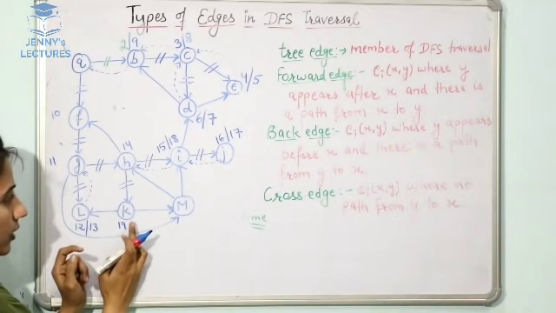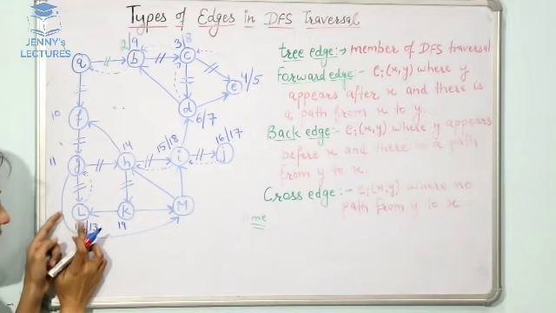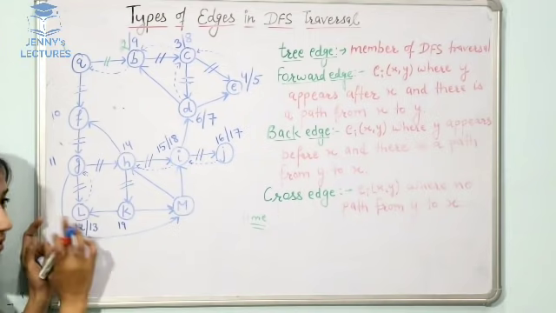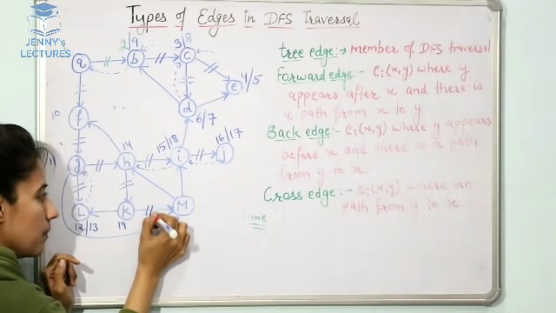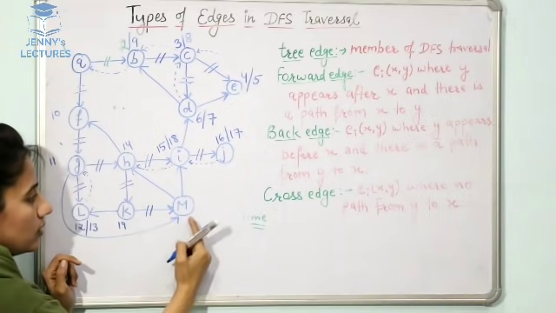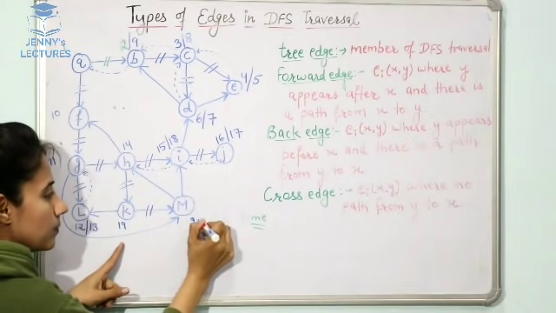Now from K, can you go anywhere else? Yes, we have two outgoing edges, to M and to L, but we cannot go to L because this node has already been traversed. We will go to this M and mark this edge. Now the starting time of M would be 20.